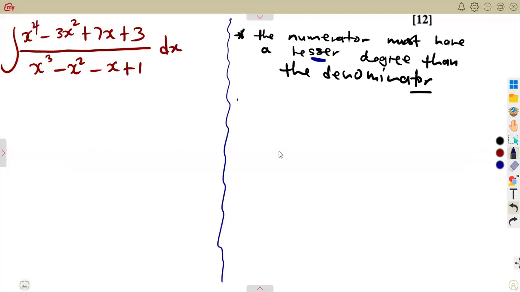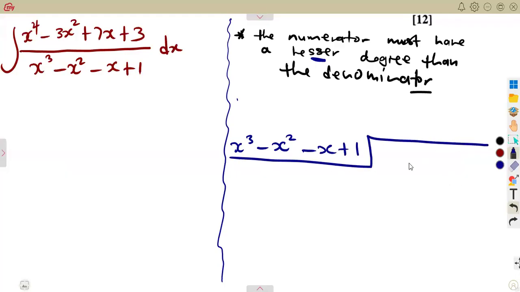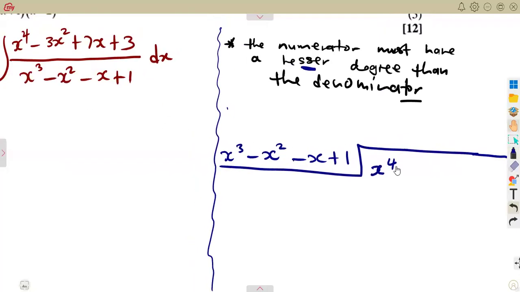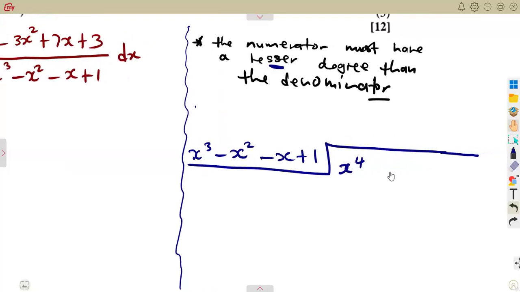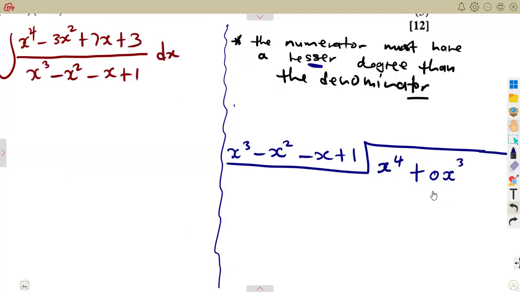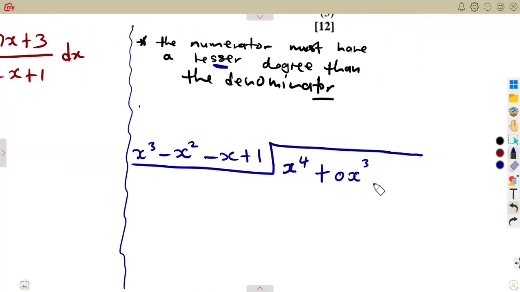So in this case, applying our long division, that is x cubed minus x squared minus x plus 1 into this whole expression that you're given, which is x to the exponent of 4 minus 3x squared. As you can see, we do not have the part of x to the exponent of 3. Remember, the order is supposed to be 4, 3, 2, and so on. So the part that you do not have, you can just represent with 0 there. So we've got 0x cubed. Then we maintain the remaining minus 3x squared plus 7x plus 3. You're going to take this part as it is.